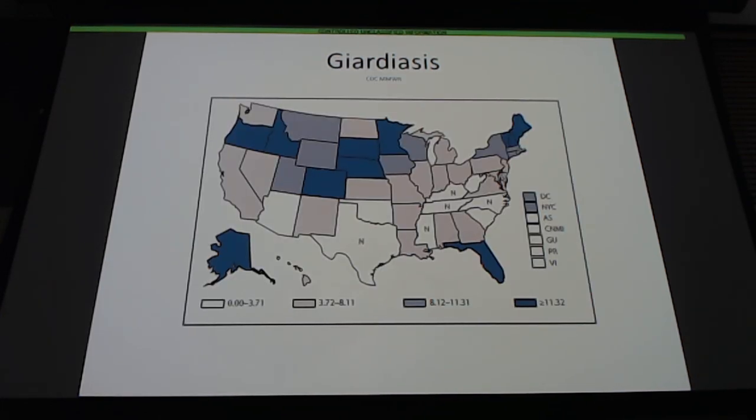And here's all the places around the country that have it. The ones with N's mean that they do not report Giardia. So in the ones with the N's, we don't know if they've had Giardia in those states.